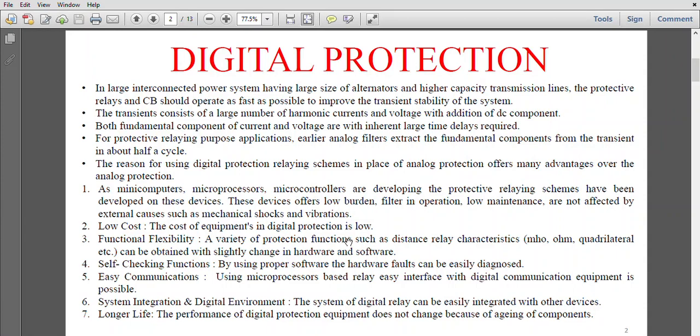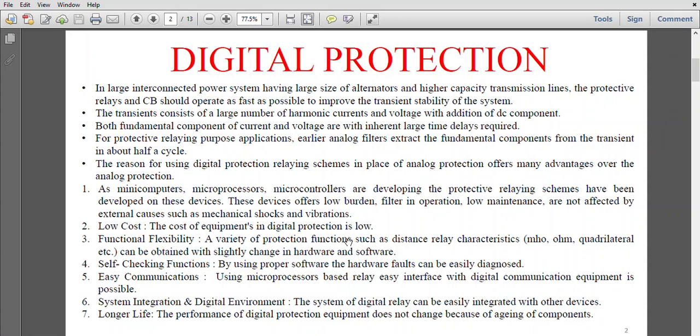The first one: the minicomputers, microprocessors and microcontrollers used in digital protection offer low burden and low maintenance, plus they are not affected by mechanical shocks and vibration, whereas the analog ones get easily affected by external causes. So here the digital protection devices offer an advantage over the analog one. Plus the cost of equipment of a digital device is low as compared to the analog one.